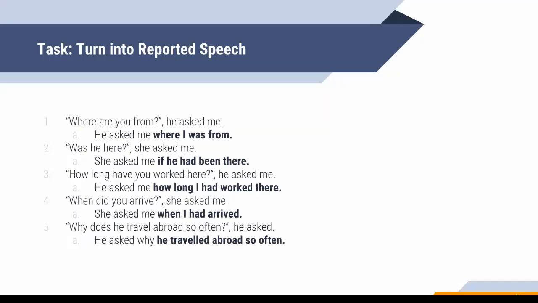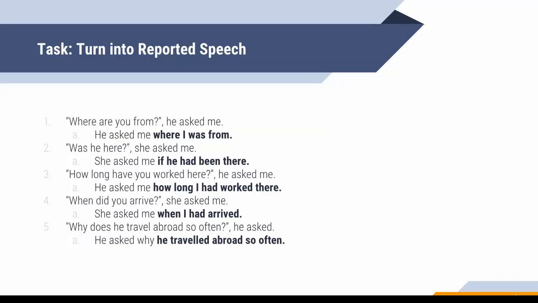Number 3. How long have you worked here? He asked me, after that the question word, how long? I. Have you been working or have you worked here? Present perfect, one step back. Present perfect goes into past perfect. He asked me how long I had worked here, goes into there. How long I had worked there.